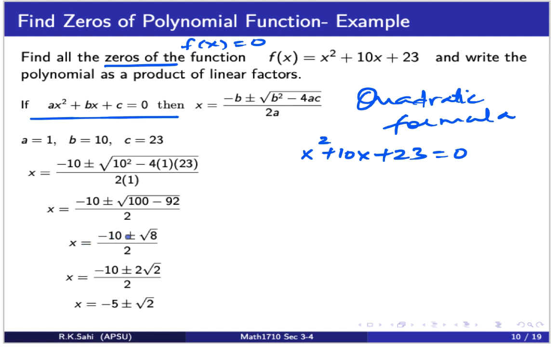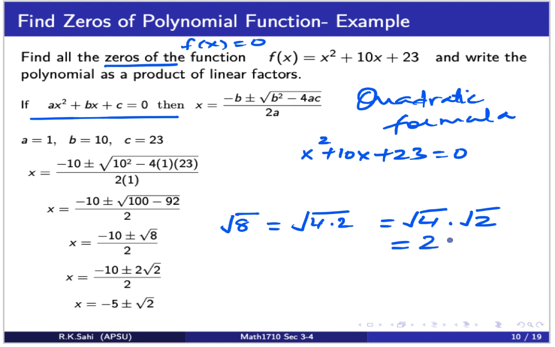Okay, now let's look at this equation. x equals minus 10 plus or minus square root 8 over 2. Square root 8 is 2 root 2. So let's look a little deeper into this radical. What is the square root of 8? It is 4 times 2. Now, we can write this radical, applying the formulas, as square root 4 times square root 2. We all know the square root of 4 is 2. So the square root of 8 is written as 2 square root 2. That's what we plug in over here.